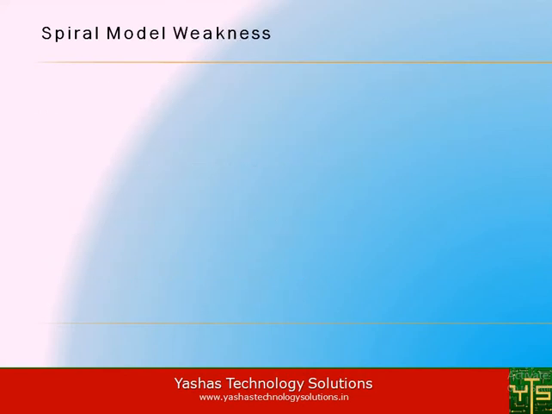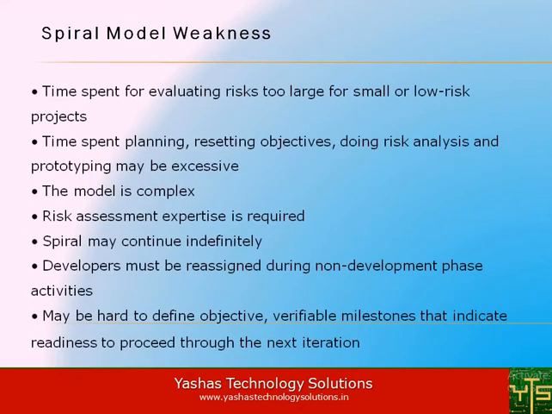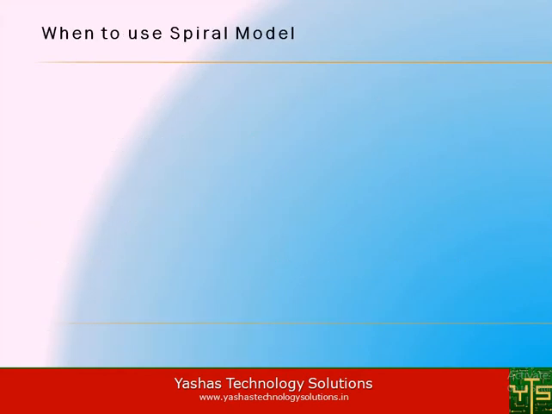Then let us understand the weaknesses of the spiral model. The time spent evaluating risks is too large for small or low-risk projects. Time spent planning, resetting objectives, doing risk analysis and prototyping may be excessive. The model is complex, risk assessment expertise is required, and the spiral may continue indefinitely. Developers must be reassigned during non-development phase activities. It may be hard to define objective, verifiable milestones that indicate readiness to proceed through the next iteration.